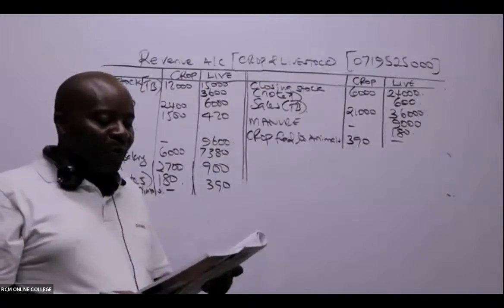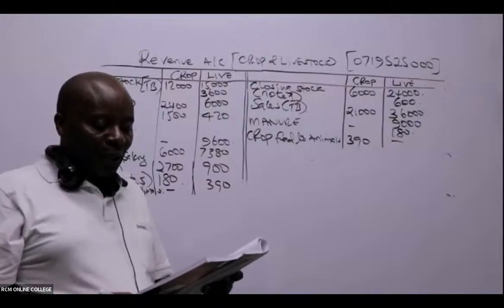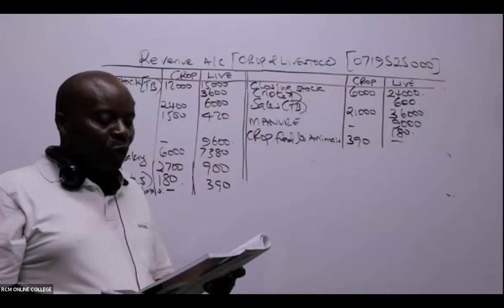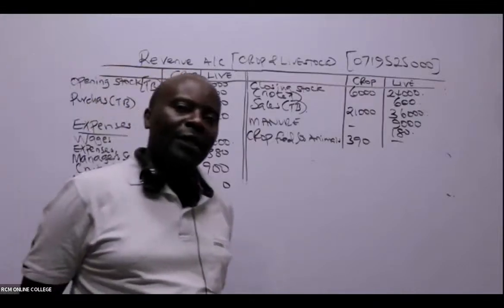Note number 6. That's about bad debts. It's indirect cost. Note number 7, we have things happening there. Crops consumed by the farm workers were valued at 600,000. This amount was recovered from their wages.